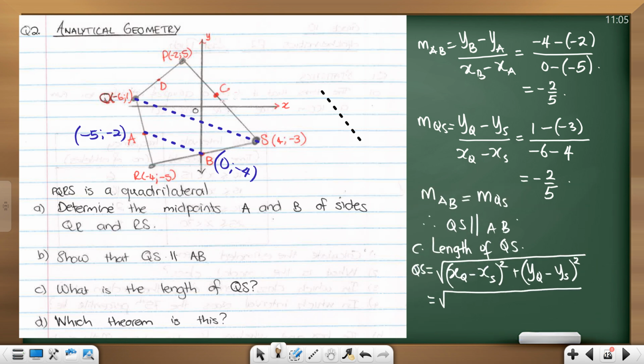What is the X value of Q? Negative 6 minus, what's the X value of S? All squared plus. What is the Y value of Q? 1 minus the Y value of S. Don't forget it's all squared. What's your answer there? That is 100. That is 4 root 116.